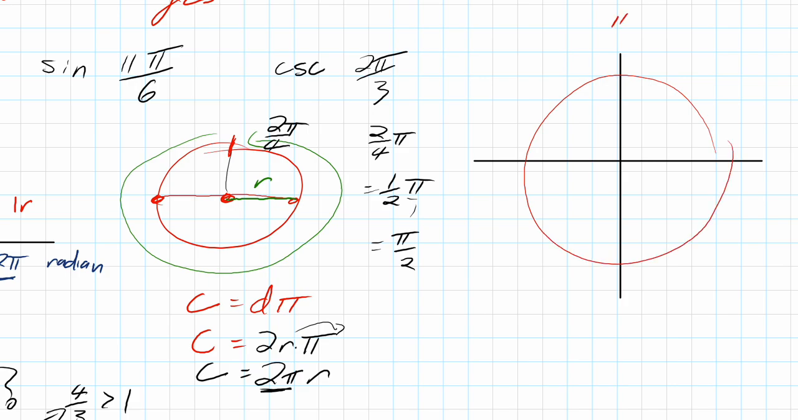I know that this is pi over 2. This is pi. This is 3 pi over 2. So 1.5. Oops, that's a 2. This is 2 pi. Okay, 11 pi over 6. That's for sure greater than this. Is it greater than 3 pi over 2?